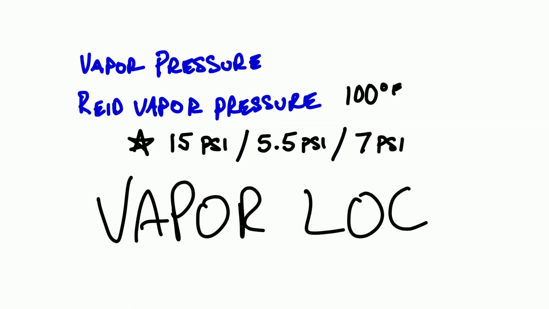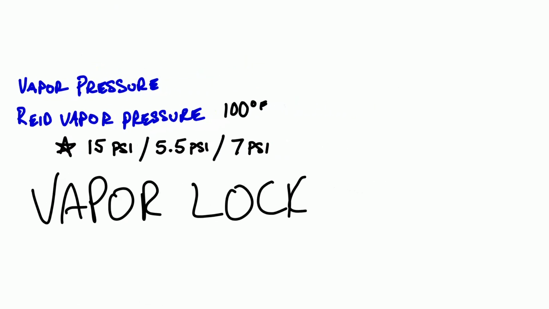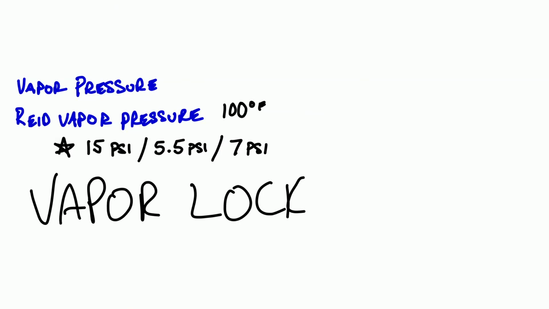And vapor lock is a bit of an issue, especially for an airplane. I'm going to tell you why. As you remember, I just said we have that column of air that's pressing down on us all the time. We have a couple magic numbers that are associated with this.